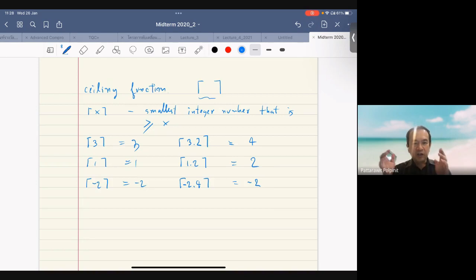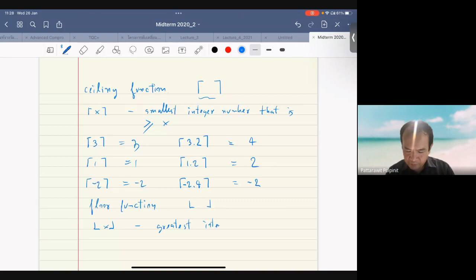So that's the ceiling. You also have something called the floor function. The opposite of the ceiling, something like the floor. So the floor of x is the greatest integer number, or the biggest integer number, that is less than or equal to x. The biggest integer that is still less than or equal to x.